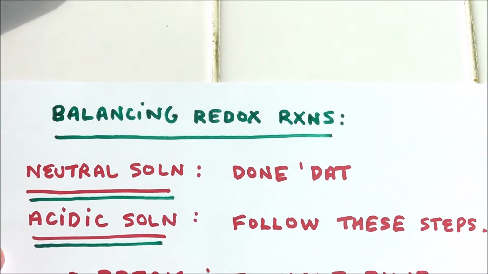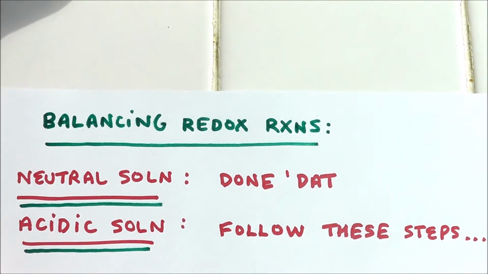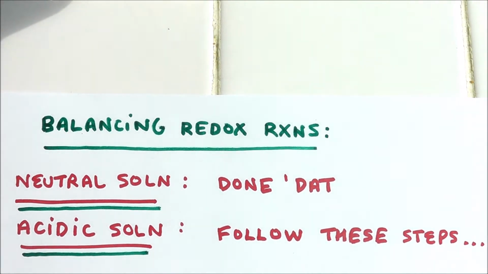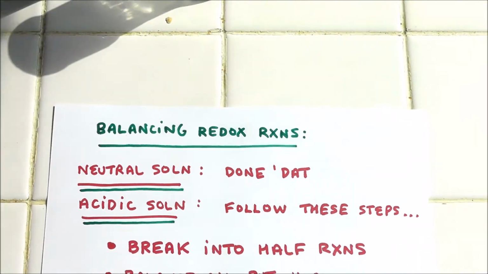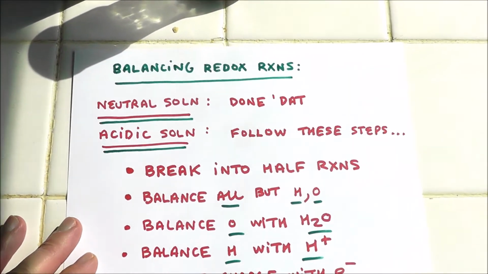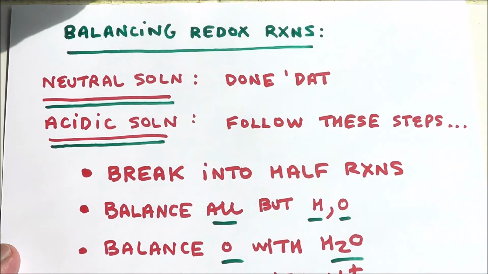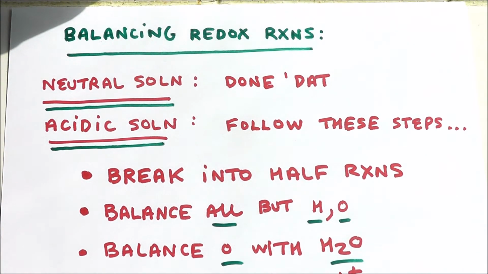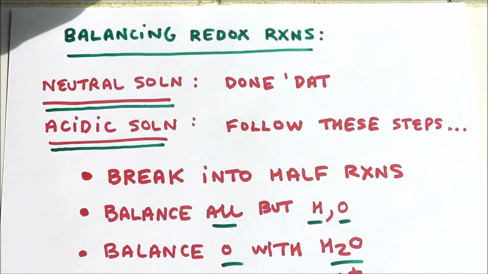So what happens when the electrolyte requires or is an acid? There's a whole bunch of steps. They look intimidating, but if you just follow them one at a time, it's not that bad. So I'm going to pick out an example. We're going to follow all the steps, and we'll do one that's acidic solution and then one that's basic.